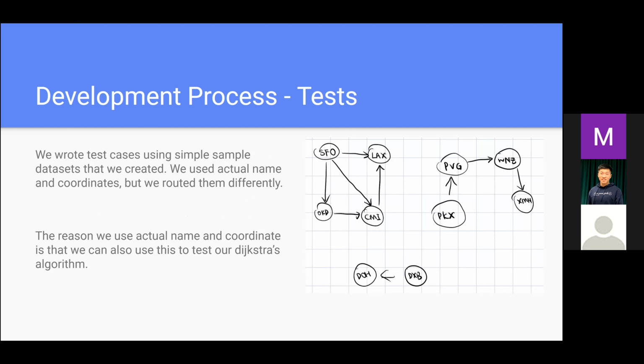So we wrote test cases that use simple data sets that we created. In these data sets, we use actual IATA codes and their coordinates, but we routed them very differently. The reason why we use actual IATA codes and coordinates is that we can also use this simple data set to test our Dijkstra's algorithm.